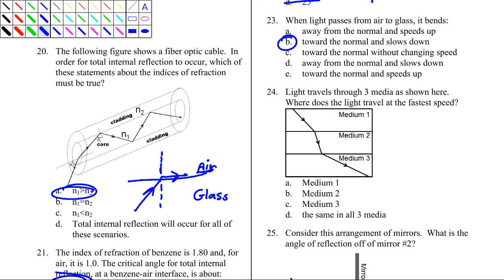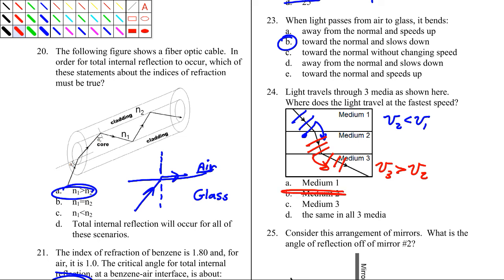All right, light travels through 3 media as shown here. Where does light travel the fastest speed? Well, let's take medium 1 and 2. I like to draw my little wave fronts here. I know then in order to move in this direction, it has to slow down. So that means that V2 is less than V1. And then traveling in this direction, it speeds up going in this direction. So that tells me that V3 is bigger than V2. All right, so V3 is bigger than V2, and V1 is bigger than V2. So I know it's not medium 2.